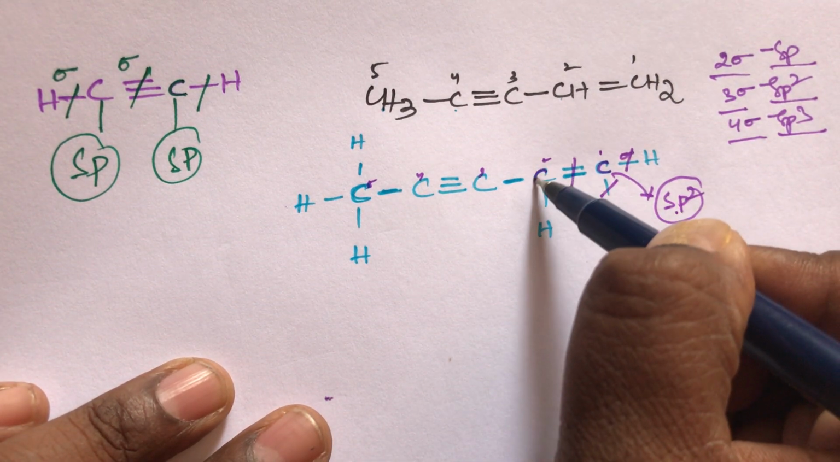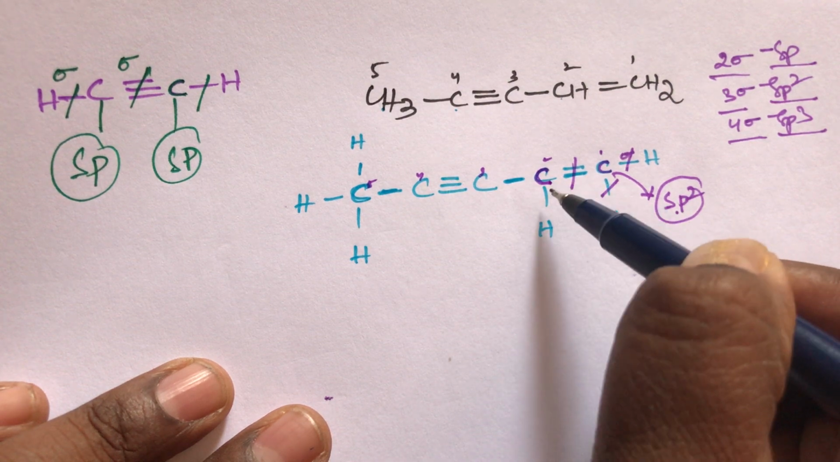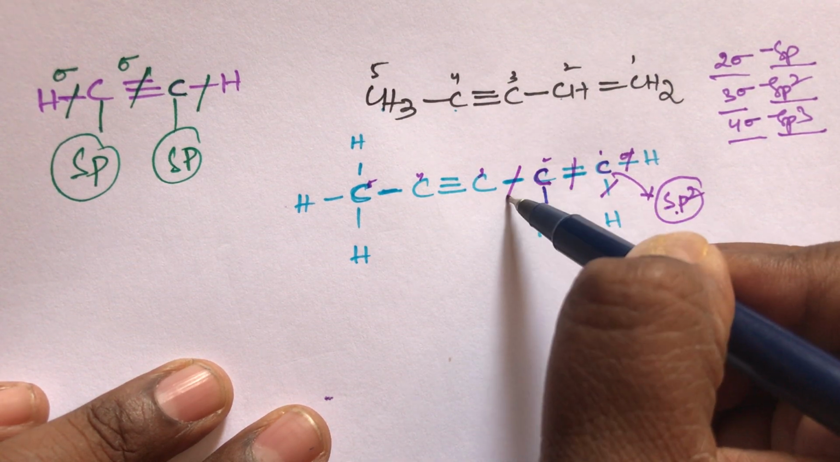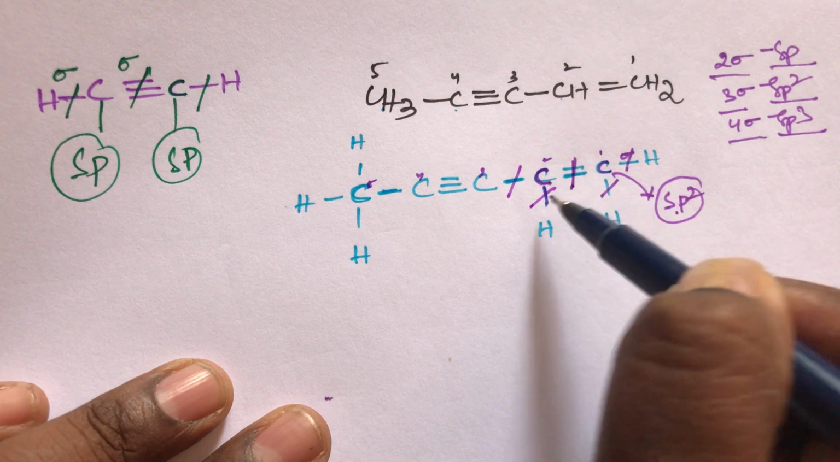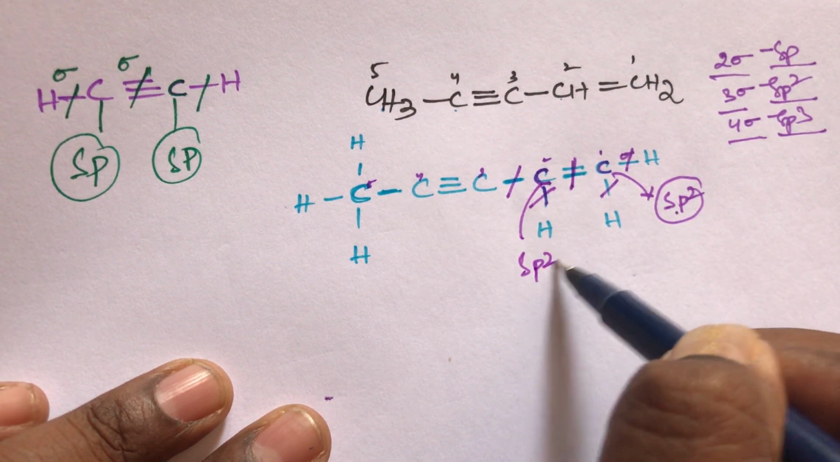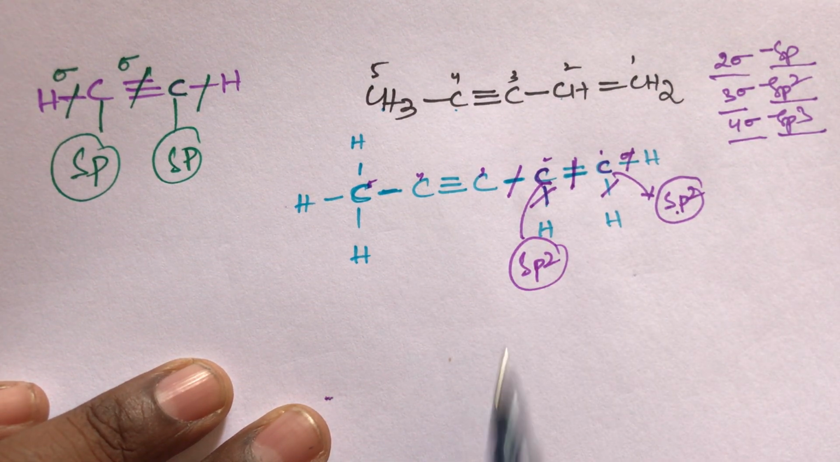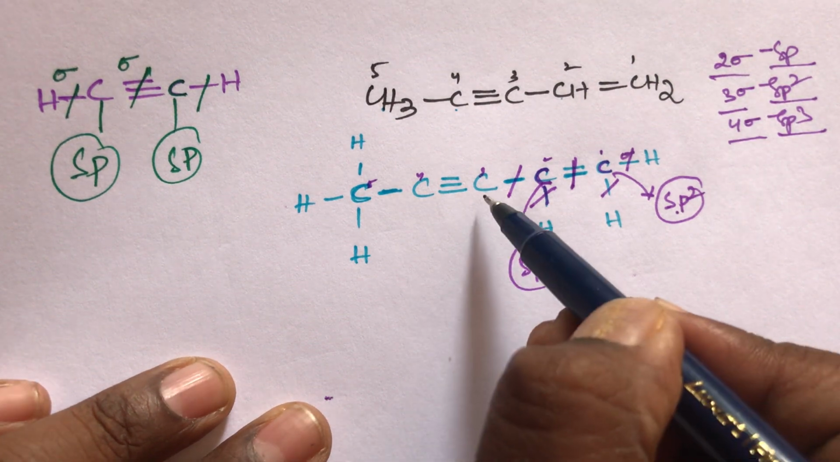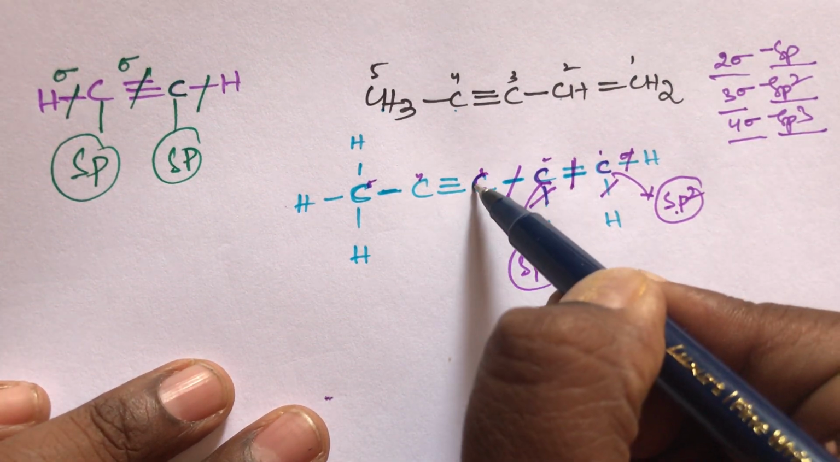What about the second carbon, student? This second carbon surrounding, how many sigma bonds are there, student? Here also one sigma, here also one sigma, here also one sigma. It also undergoes sp2 hybridization. This carbon surrounding 3 sigma bonds. And what about the third carbon, student? This carbon surrounding, how many sigma bonds are there?